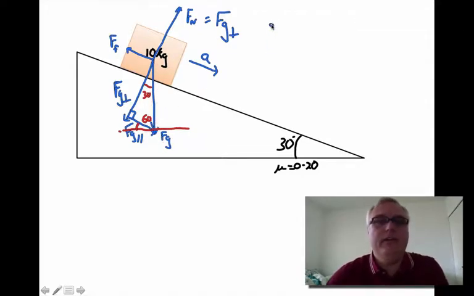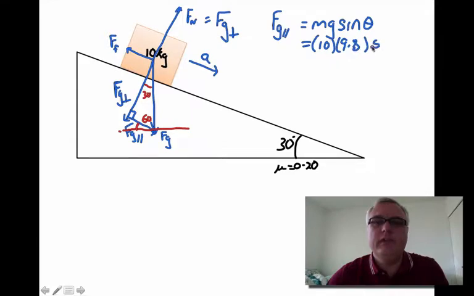We can go back to calculating Fg parallel and Fg perpendicular. So Fg parallel is mg, but it's only the opposite side of the triangle to that 30 degrees. So it's going to be mg times sine of theta. So mg times sine 30. So 10 times 9.8 times sine of 30. So Fg parallel is 49 newtons. Okay, so we have 49 newtons of force pulling this block down the slope.